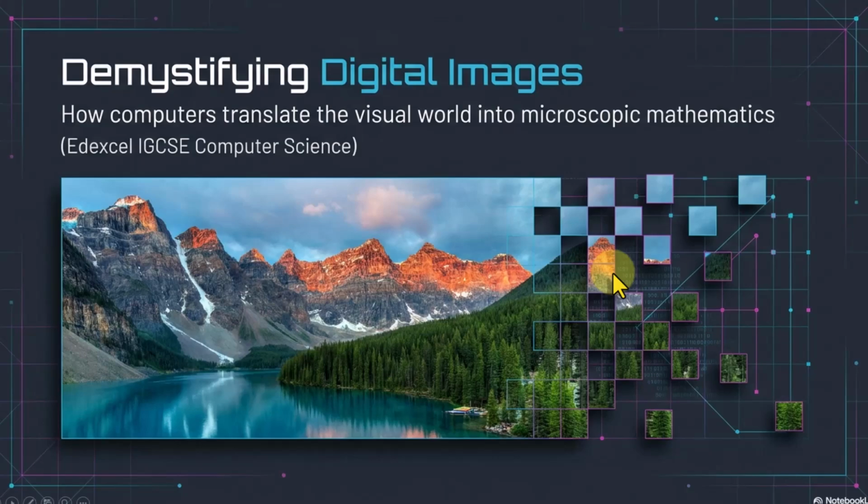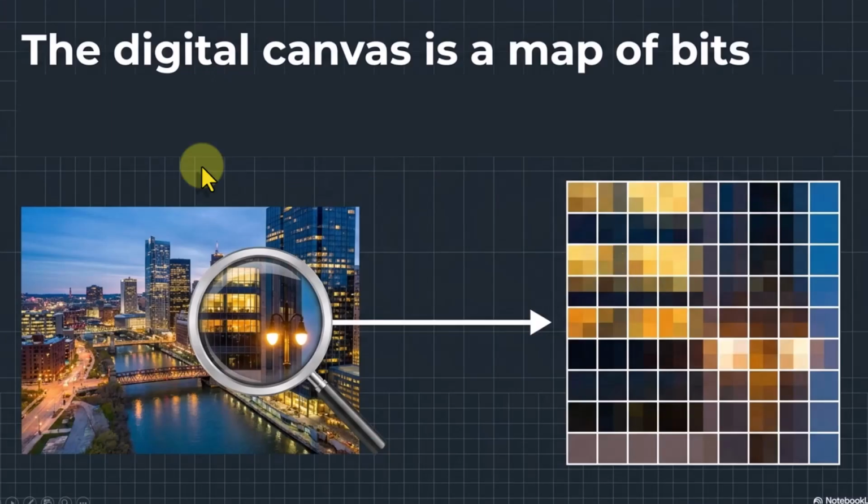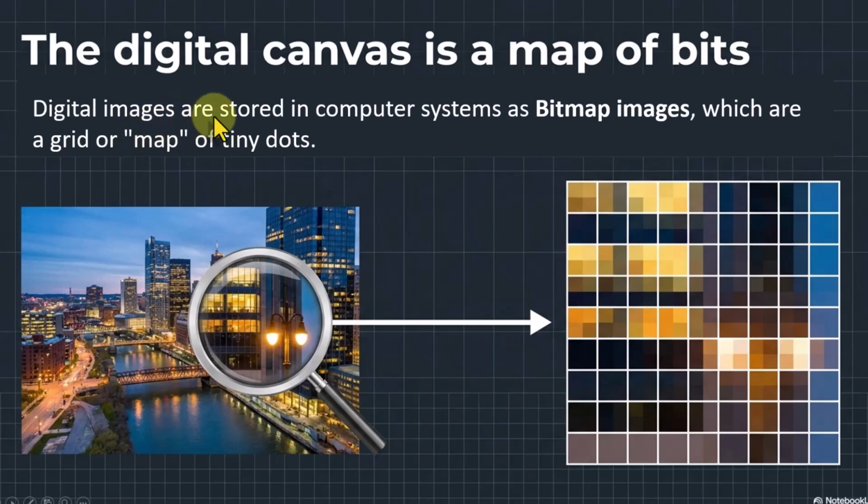Great questions. First of all, we have to know the digital canvas is a map of bits. Any picture is stored as binary inside the computer. Digital images are stored in computer systems as bitmap images, which are a grid or map of tiny dots. If you zoom in, you can see the different dots of the picture.